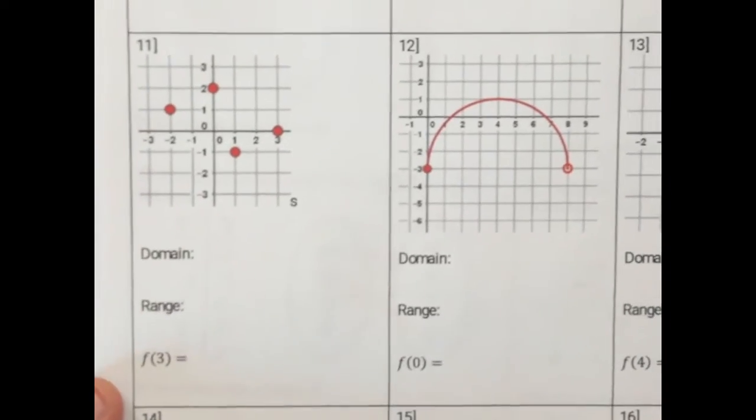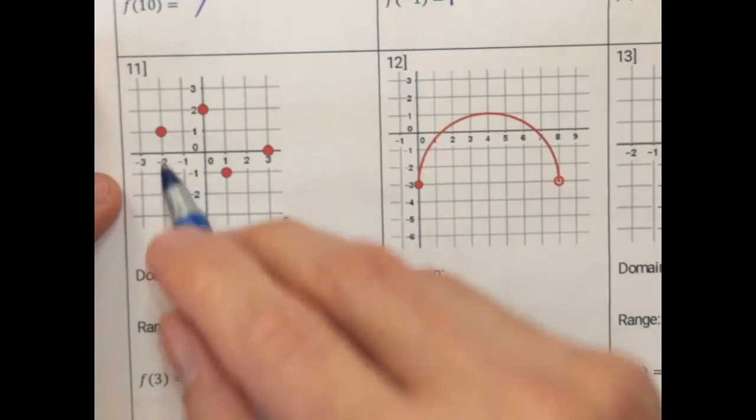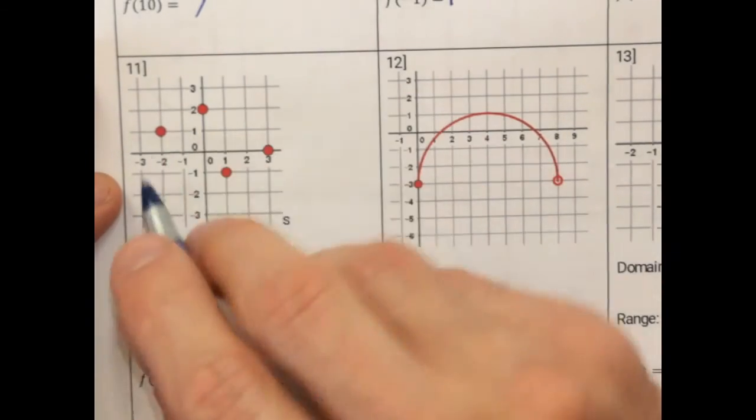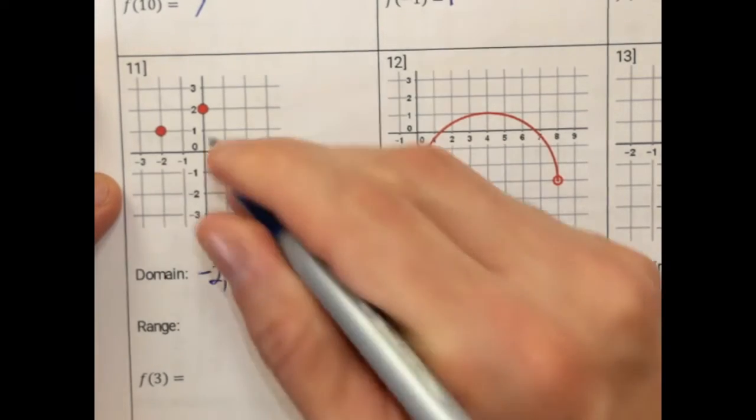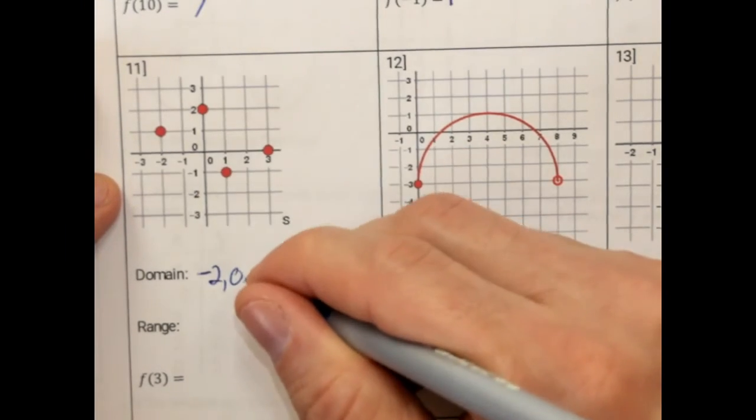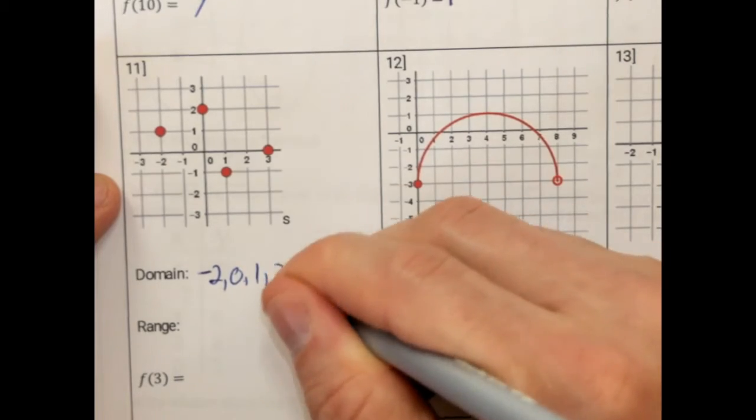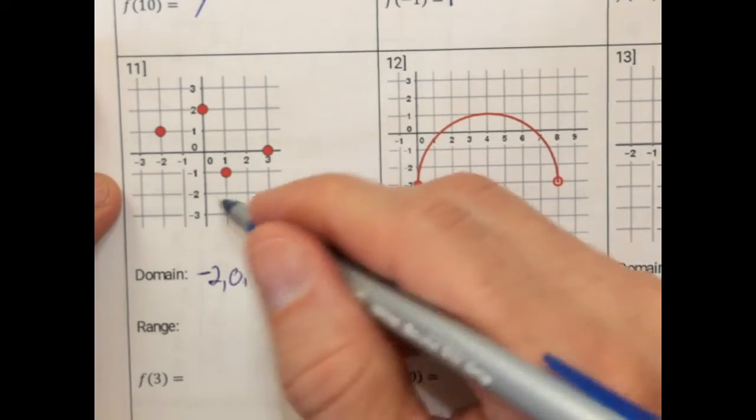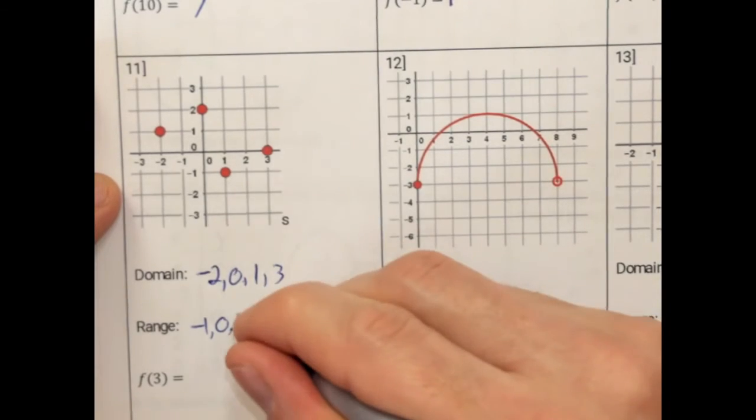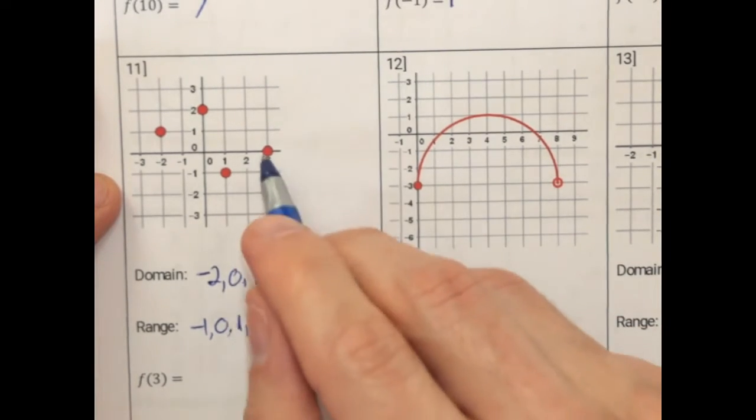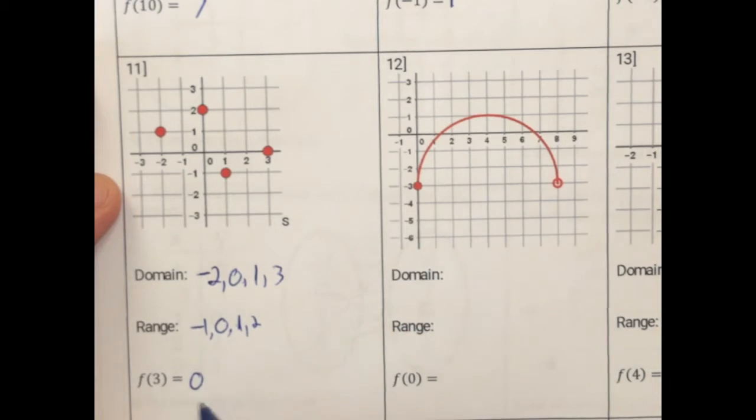Here we go. The domain here is going to be all these points. Remember, this is discrete, by the way. These are continuous. I should probably keep reiterating that. So -2, 0, 1, 3. Again, those are the x values. The range is going to be -1, 0, 1, and 2. F of 3 is 0. It's a functional value of 0.